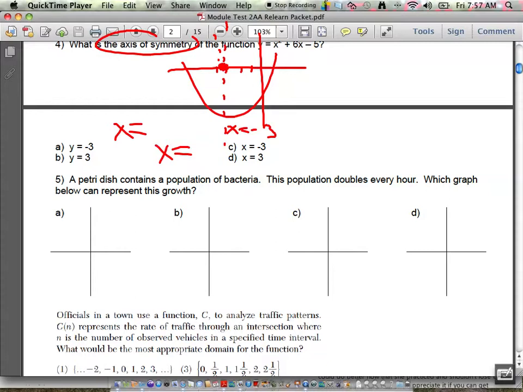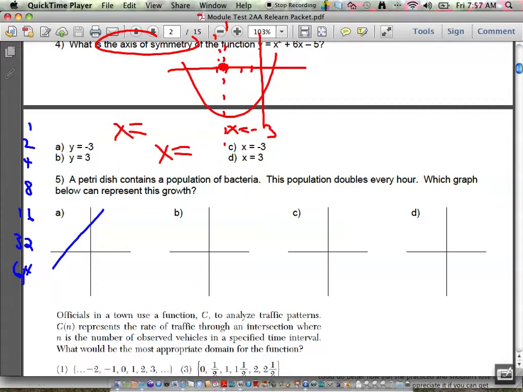A Petri dish contains a population of bacteria. This population doubles every hour. Which graph below can represent this growth? I don't remember in any particular order, but I remember one was linear. Linear is not doubling every hour, because if I start with one piece of bacteria and then it doubles, it goes to 2, then it goes to 4, then 8, then 16, 32, 64.